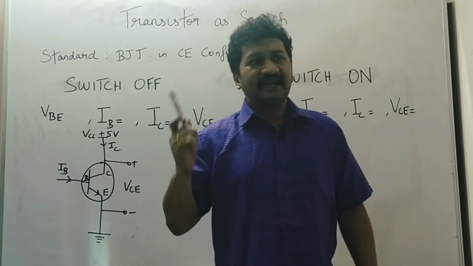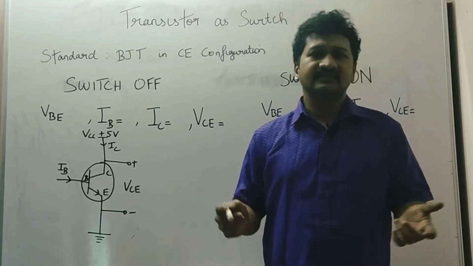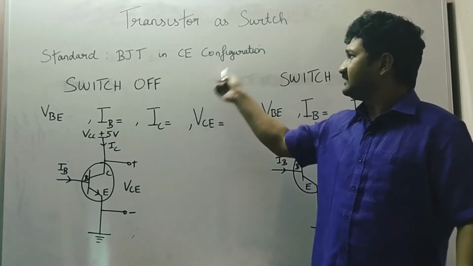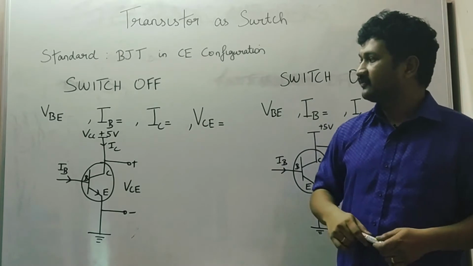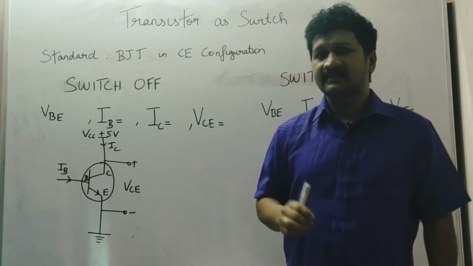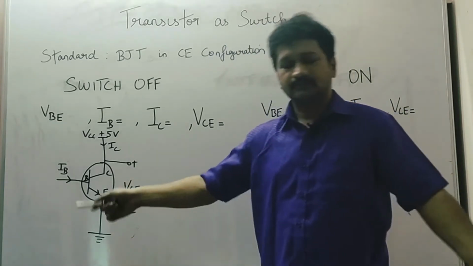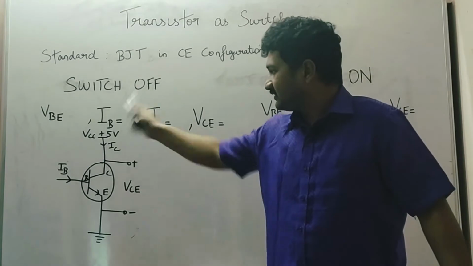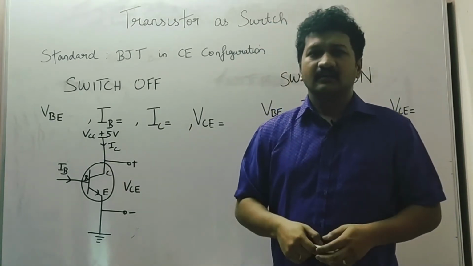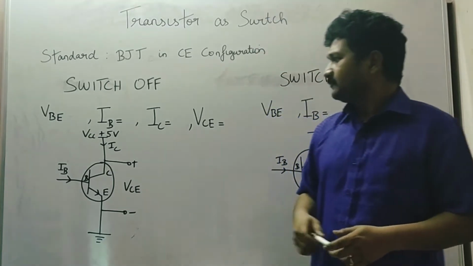So the standard configuration in which a transistor can be used as a switch is a bipolar junction transistor, BJT, in CE configuration, the common emitter mode configuration. In common emitter mode, a transistor has three terminals: base, emitter and collector. The emitter terminal is grounded, the collector terminal is given a supply and the base terminal is given as input. So this is a standard common emitter configuration circuit.